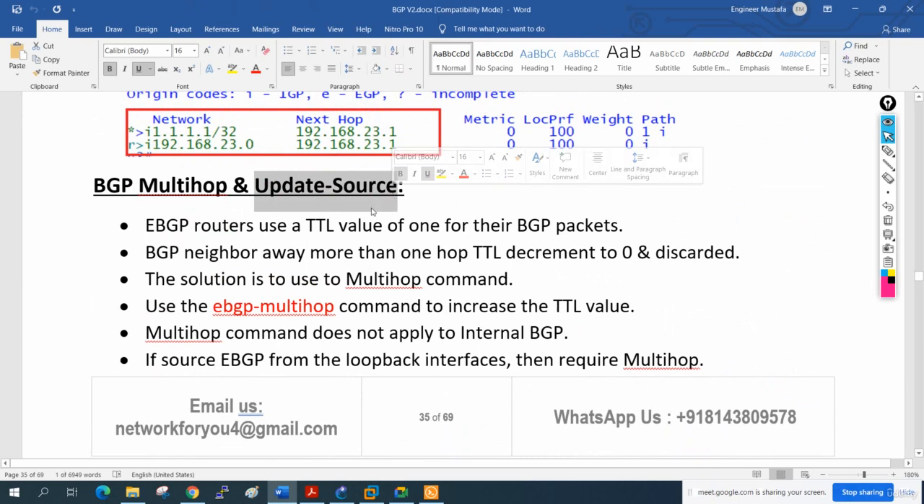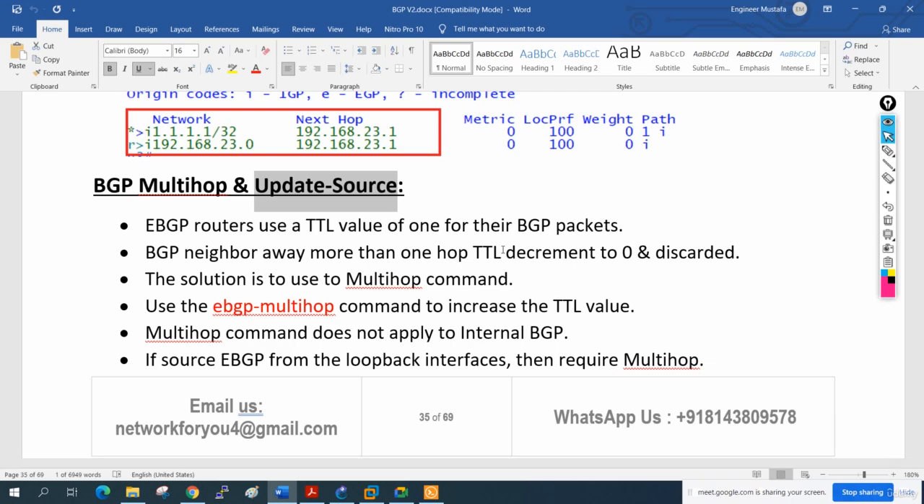If you see in the production network, 90% you will see neighborship from the loopback only. In the production network, wherever we are running BGP, we will find that the neighborship is made from the loopback only. If you ask anyone who configures BGP, they can tell you that in 90% of companies they are making the neighborship from the loopback only. Okay, so now we will look.